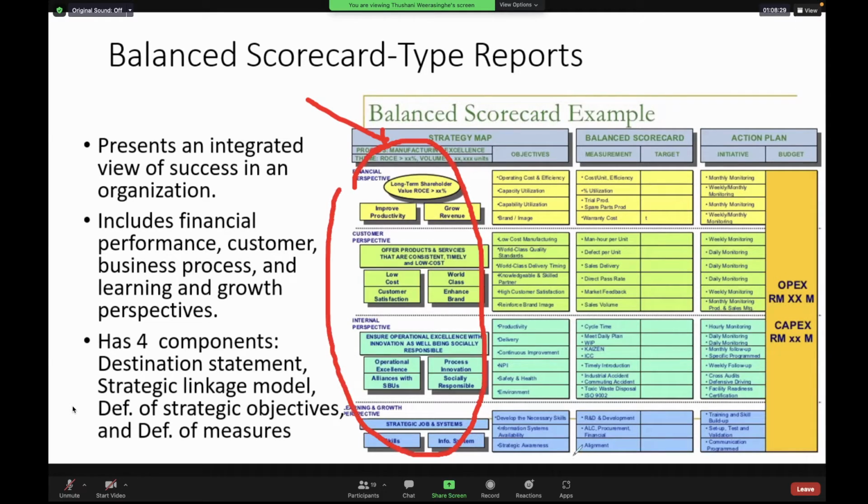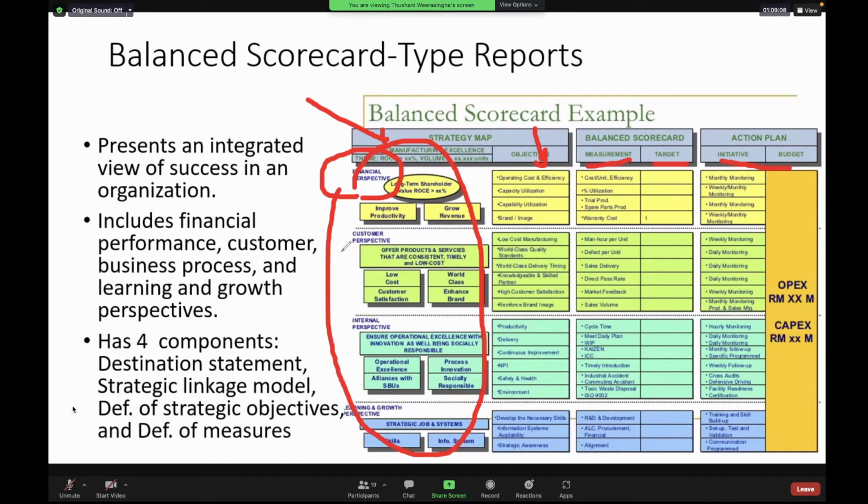Okay, so the overall picture of it, and then you have the objectives to achieve that, and then the measurements, and then you can have targets, okay, and initiatives. So what you have done now, okay, and the budget. So these 4 categories you can have here. So we have the destination, what needs to be done, and the strategic plan linkage. Okay, so the strategic plan, what objectives we have achieved, and then each category needs to be there as well.